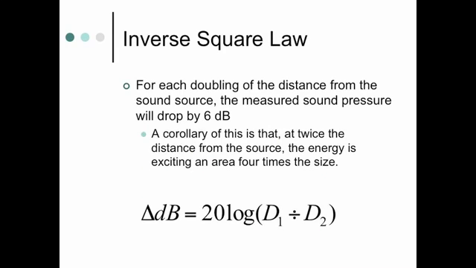The inverse square law. We talked about this briefly when we talked about decibels. Doubling the distance from a sound source means that the sound is dropping in intensity by 6 decibels.